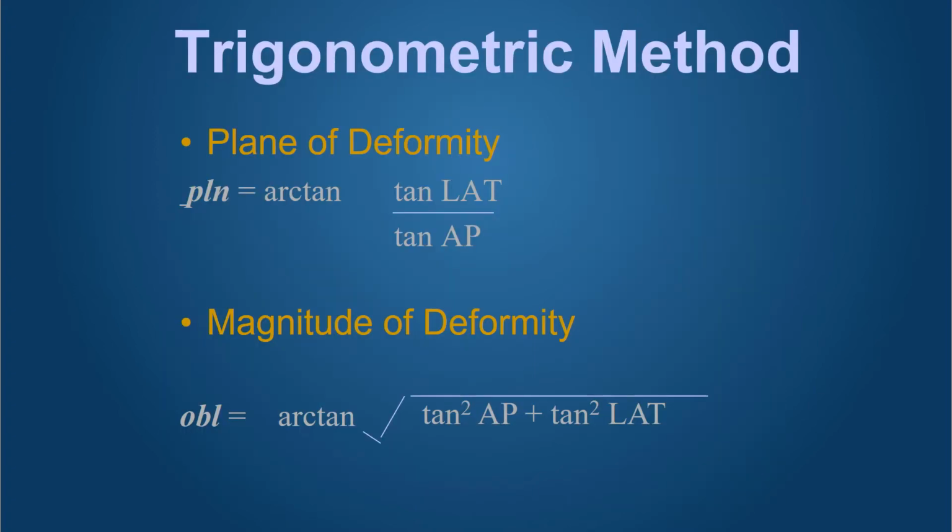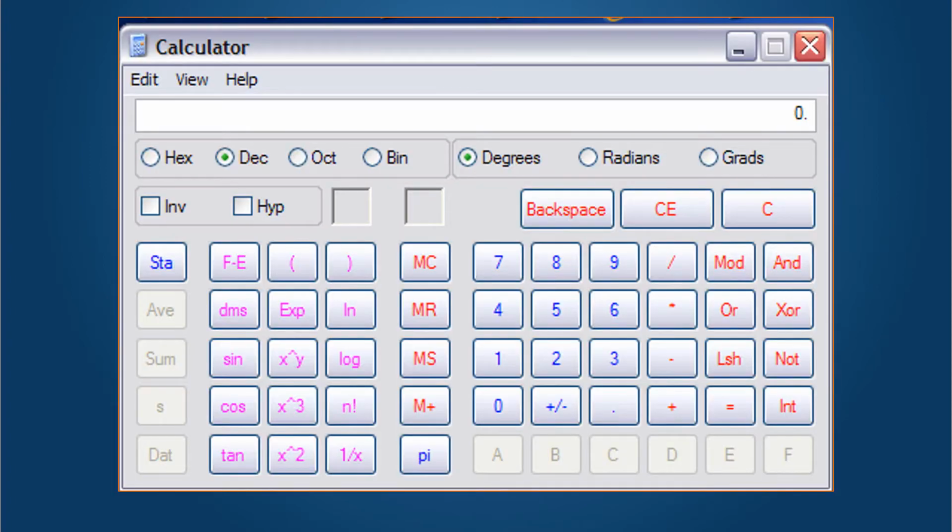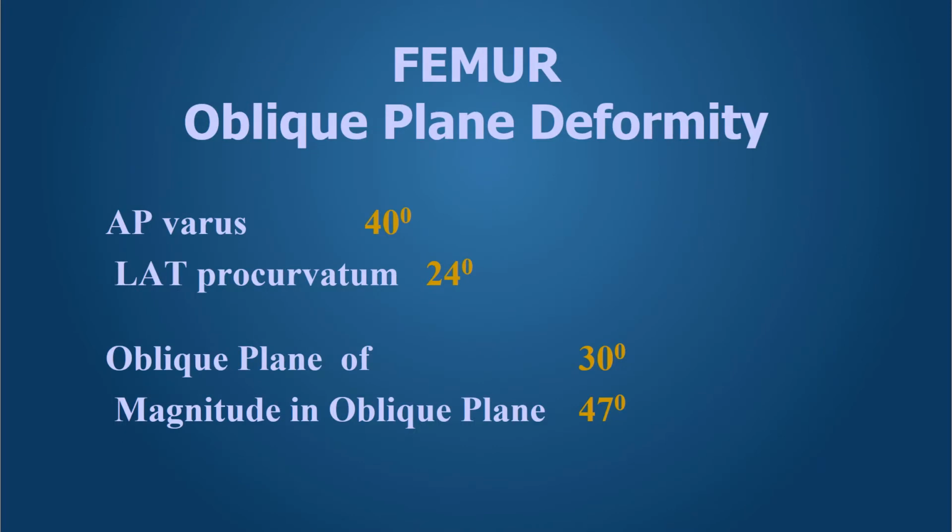The trigonometric method helps us to locate the plane of the deformity as the inverse tan of tan lateral upon tan AP, and the magnitude of the deformity as inverse tan of the square root of tan square AP plus tan square lateral. Intimidating, but the simple use of a calculator present in our mobile phones and laptops can help us to determine this.